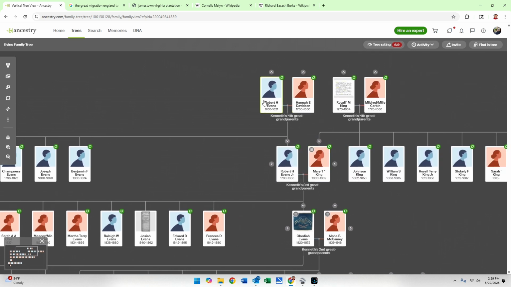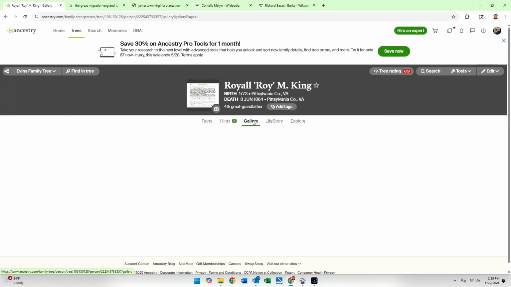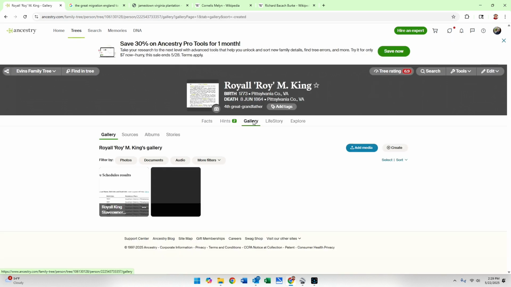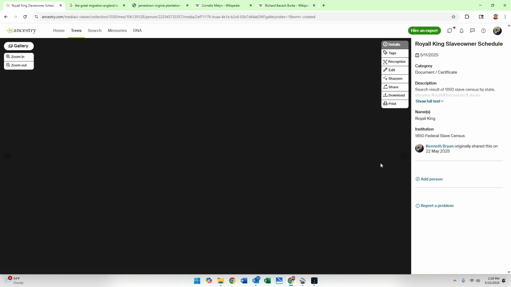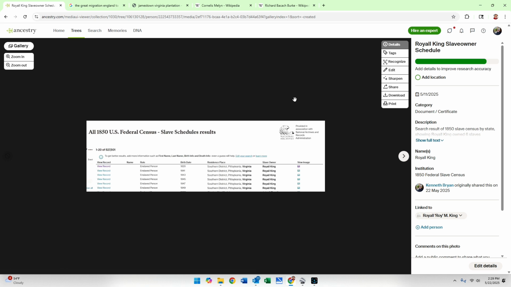So this is his father, and these are his 4 grandparents. So his mother's father, right here, is Royal King. In 1850, they did one of the first censuses of slaves in the country. And you can search that census and find out how many slaves a person owned. Royal King, during the 1850 time frame, which is when Obadiah was leaving Virginia and going to Kansas, his grandfather had 6 slaves at that point in time.